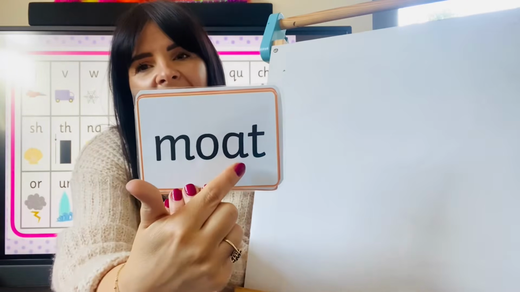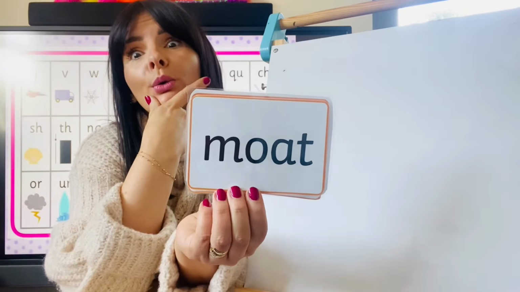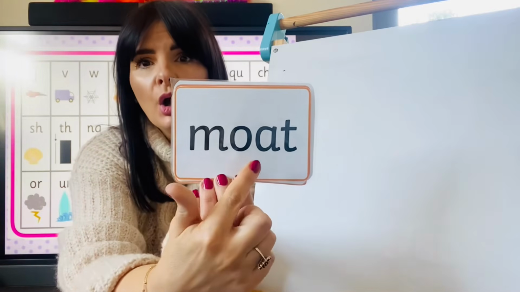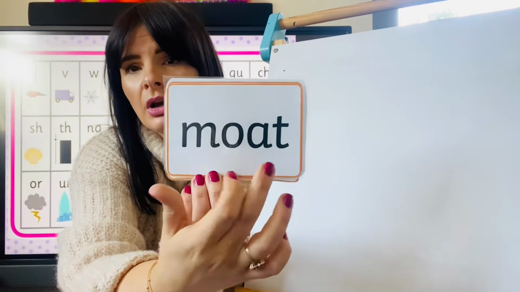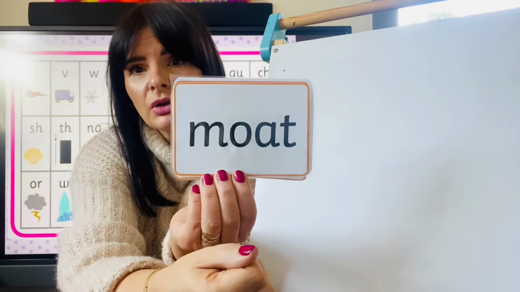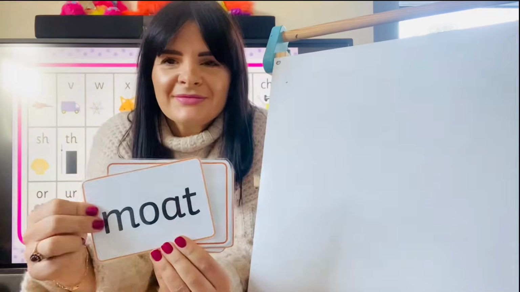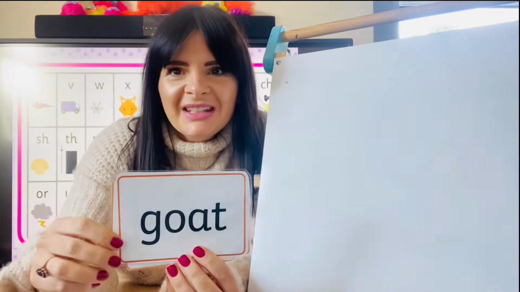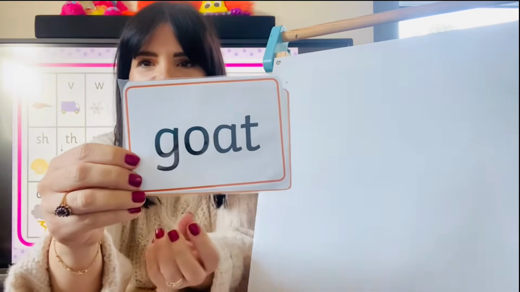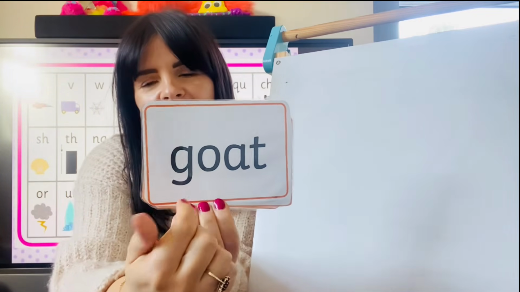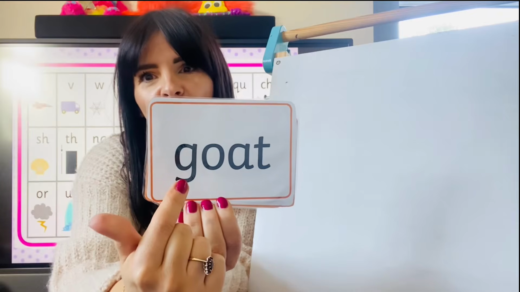O, A is O. So let's read it together. O, t, moat. O, t, moat. Okay, what's the next word? Can you see the O digraph? O, that's right. What's the word?